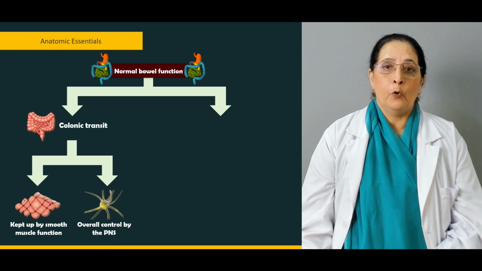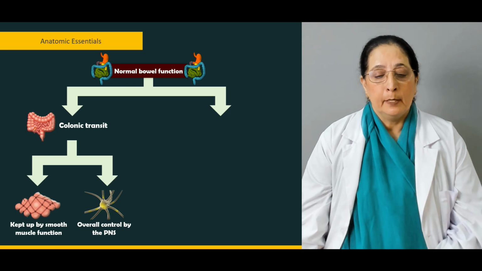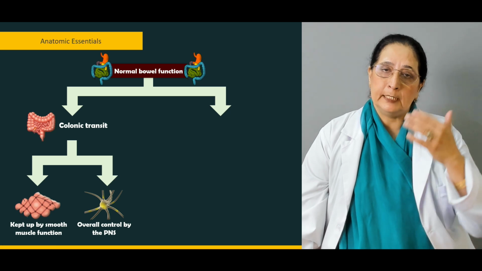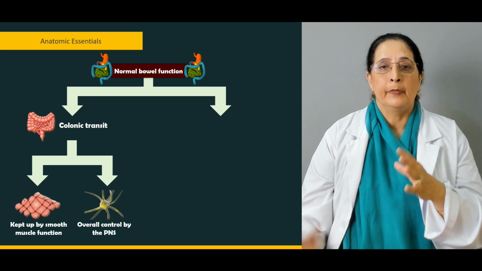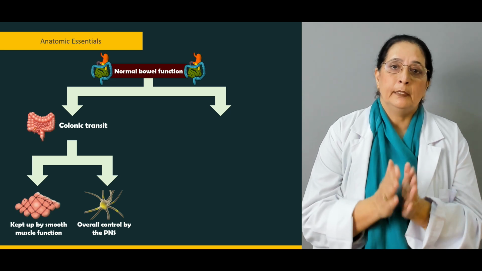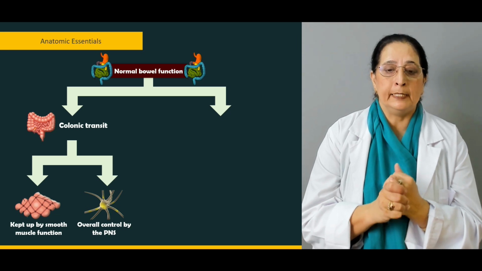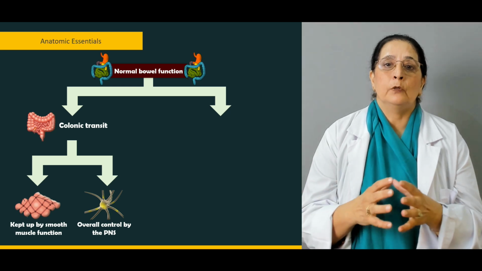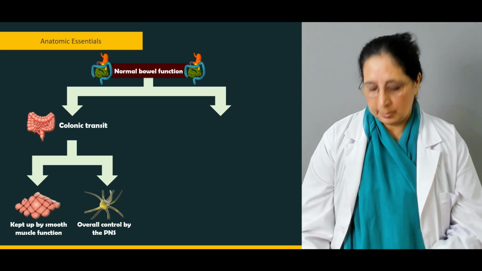Then the overall control of this colonic transit is by the peripheral nervous system. We have the central nervous system, which contains the brain and the spinal cord, and then we have the peripheral nervous system, and the colonic transit is controlled by the peripheral nervous system. Any abnormality in that also leads to abnormal bowel function. So that's the colonic transit.